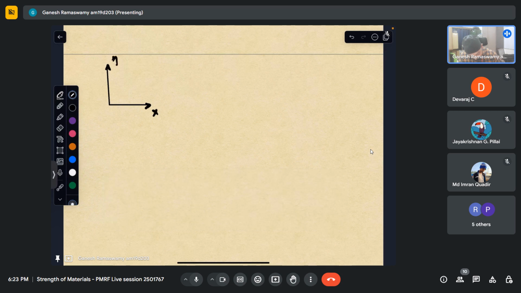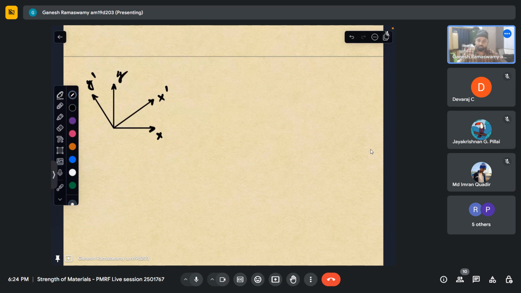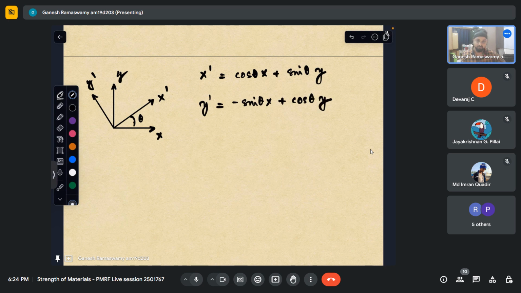Let this be x, let this be y. So I have y. Now I have x prime, and let us say this is y prime. Now a vector along x prime I can represent, let the angle that it makes with x be theta. So this can be represented as cos theta x plus sin theta y. Similarly, y prime can be represented as minus sin theta x plus cos theta y.